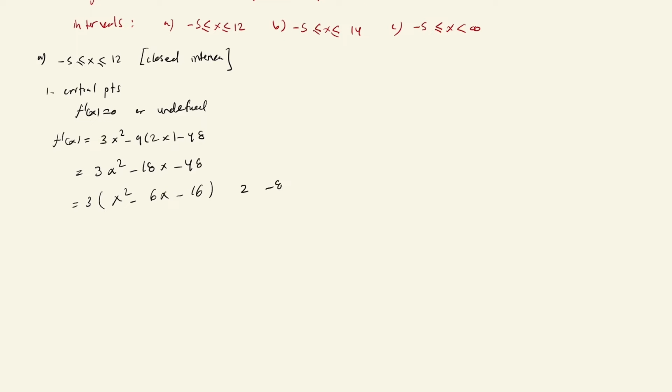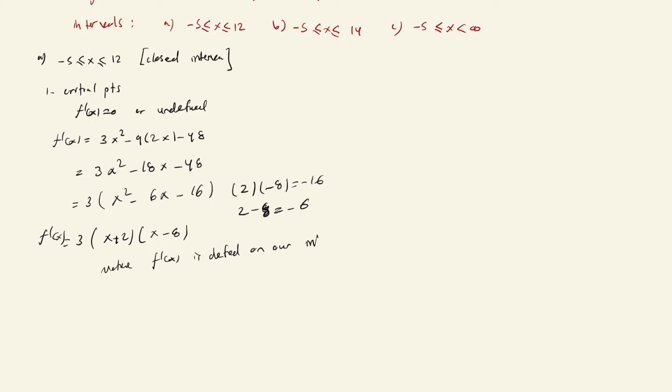Now I want to find two numbers that multiply to the third term, which is minus 16, and when I add them, result in the middle term. That will be 2 and minus 8. So this will be factored into 3 multiplied by x plus 2 and x minus 8. This is the first derivative. Now, where is the first derivative undefined? Notice the first derivative function is defined everywhere, including our interval from minus 5 to 12.